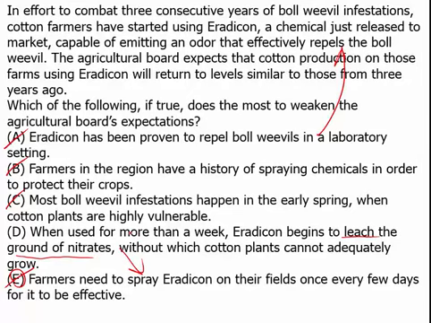So leach the ground of nitrates. Assume that nitrates are what the answer choice says, without which cotton plants cannot adequately grow. That's what we really need to know, that by spraying Eradicon, suddenly poor cotton plants can't grow anymore because the Eradicon killed all the nutrients that they depend on. Oh, that would definitely affect what? Cotton production, going back to the conclusion. Always remember the specific conclusion, and therefore D is our answer.